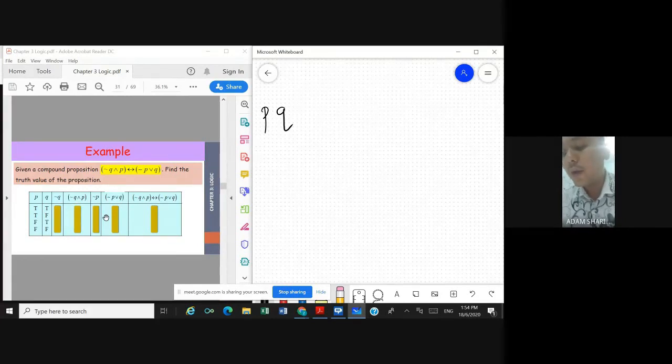As it will only involve two propositions, then you will have, wait a moment, my phone battery is about to run out. Battery. Yeah. Okay.